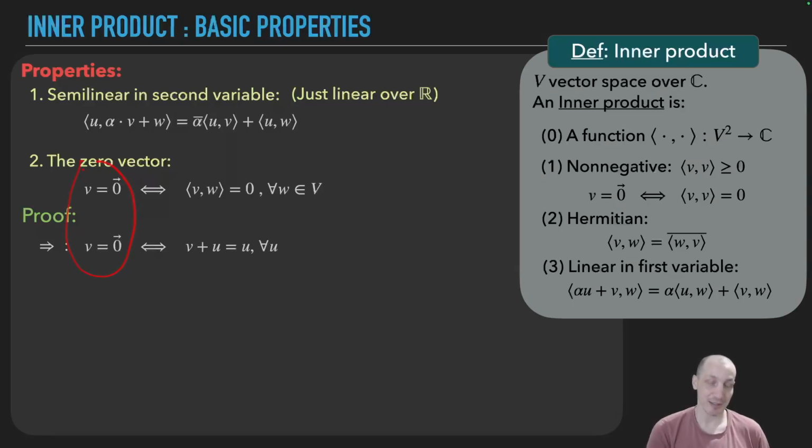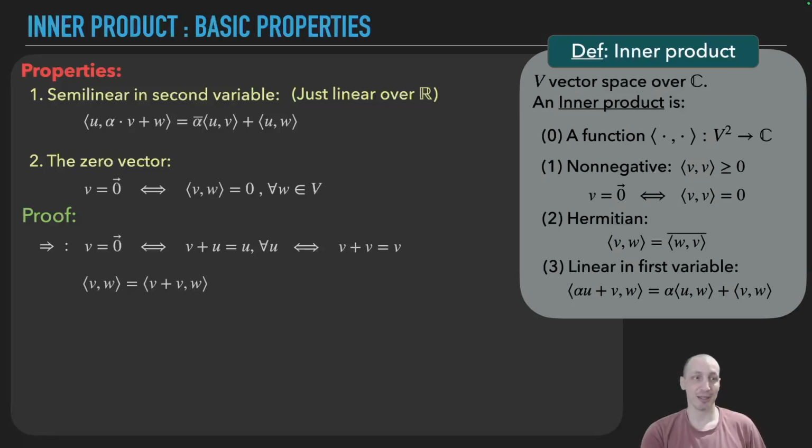The left-hand side says something about v itself. The right-hand side tells something about how v behaves. Above, it is how the inner product behaves, and below, how the addition behaves. So they are very similar, and not surprisingly, we can use it to prove the claim. So v is 0 if and only if v plus u is u for every u. And there is a more compact way of writing it: v plus v equals v.